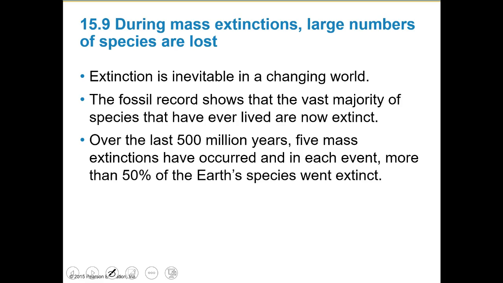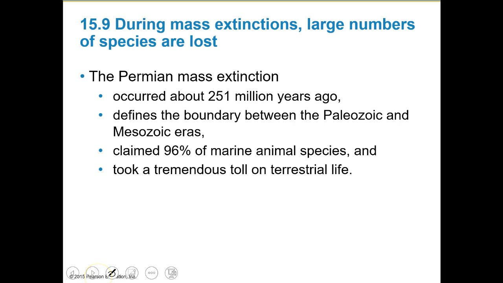and then come back. So extinction is inevitable in a changing world. The fossil record shows that the vast majority of species that have ever lived are now extinct. Over the last 500 million years, 5 mass extinctions have occurred, and in each event more than 50% of the Earth's species went extinct. Sad face. Okay, so we've had 5 of these.